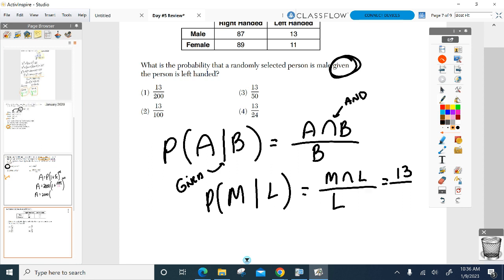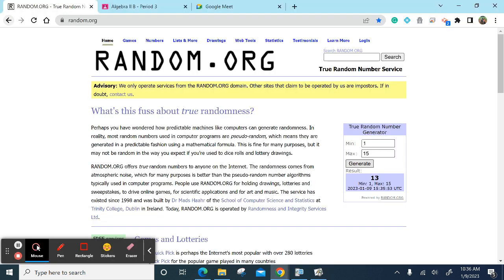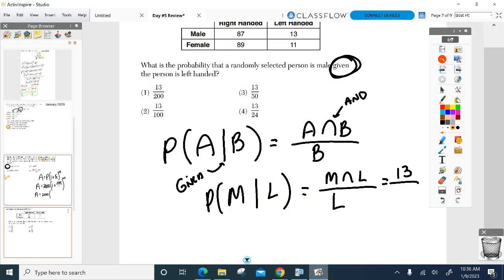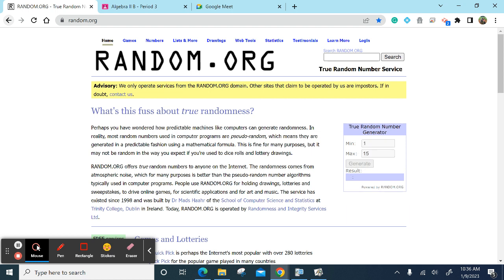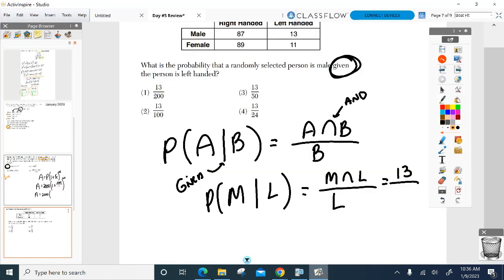Over, how many are left-handed in this chart? How many are left-handed in this chart? 10? 15? 24. 24. This is the type of problem.